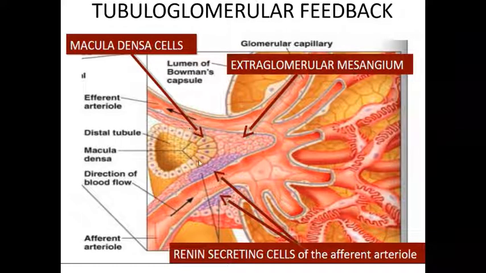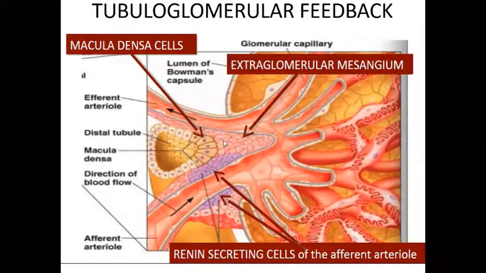So what do they do? They are going to release ATP and ADP. ATP and ADP will cause vasoconstriction. It will stimulate the smooth muscle cells to contract. It will also stimulate the contraction of the mesangial cells, but it will inhibit the release of prostaglandins. Remember, I said the prostaglandins will cause smooth muscle relaxation. So what you want to have here is vasoconstriction.